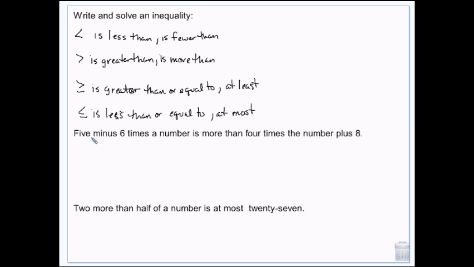Okay, here we have 5 minus 6 times a number is more than. That's what we're going to be looking for right there, is more than. Here we have is at most. Now the difference between is more than and more than is the word is. Is more than tells you it's an inequality symbol. So the regular less than and greater than is not an inequality.